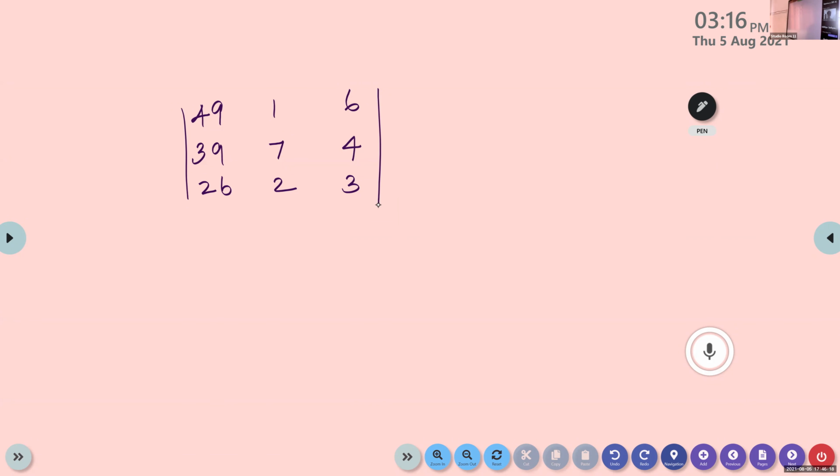Tell me, without expanding, we want to find the value. Either we can prove two rows are equal or two columns are equal, and we will get the answer easily. Is it possible to make either a row or a column a multiple of 6, 4, 3 or of 1, 7, 2? Look at here what we can do.